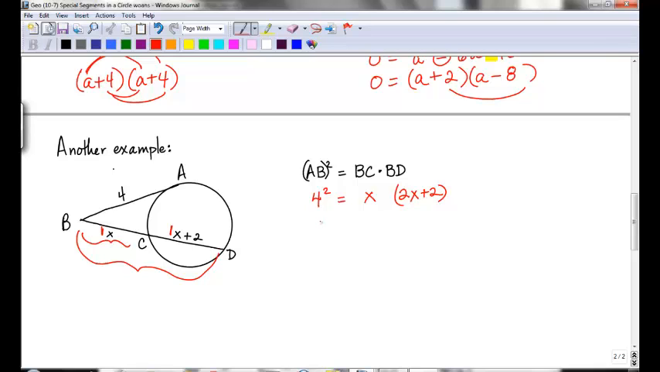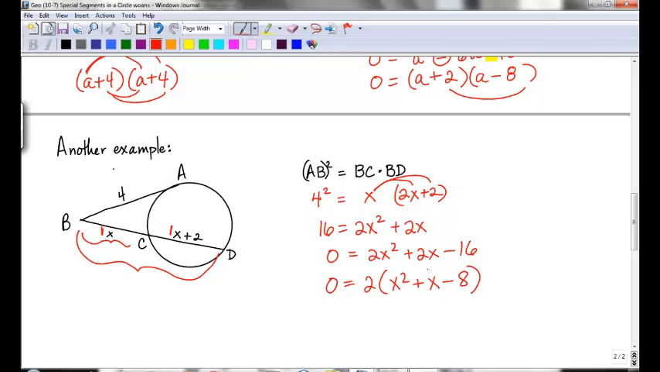So we'd have 16 equals, multiply this out, would be 2x squared. Multiply this out, would be 2x. Get it in standard form equal to 0, subtract 16. Take it over to the other side. So you'd have 2x squared plus 2x minus 16. What's in common all the way across? 2. Take that out. Factor it out. If I take a 2 out, I have x squared plus x minus 8. Now, if I divide by 2 on both sides, it's gone, right? So 0 equals x squared plus x minus 8.